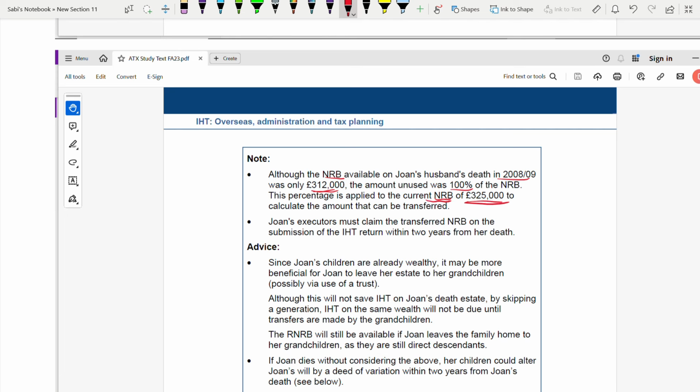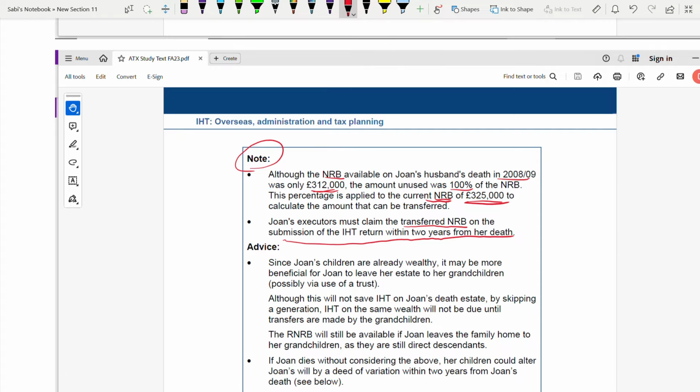And John's executor must claim the transferred NRB on the submission of the IHT return within 2 years from her death. So this is under notes. This is just for you to understand. You don't have to write it. It's not a part of an answer. Why it was 100% of 325 for that.